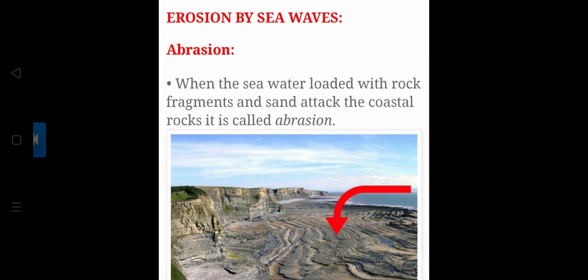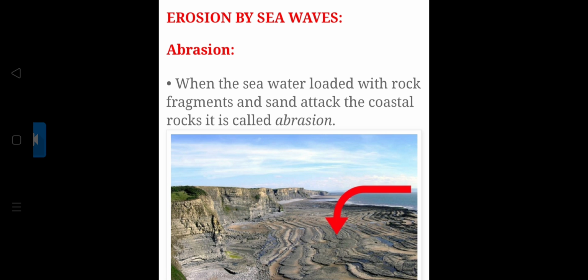Now, erosion by sea waves. What happens when the sea water loaded with rock fragments and sand attacks the coastal rocks? It is called abrasion. So when sea waves loaded with rock fragments attack the coastal rocks, it is called abrasion. What we are trying to understand is the different formations which take place due to the sea waves.